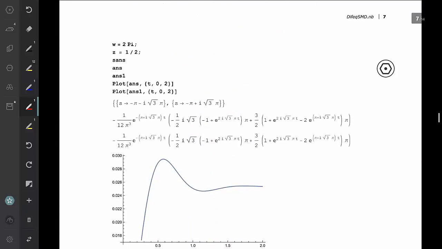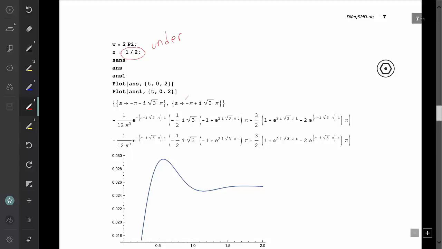So let's see. Now let's put in some damping. Again, remember this is underdamped. We'll take a look at what underdamped means. You solve the S equation. Now you have a real part. So is it stable? Yes, because the real part is negative.